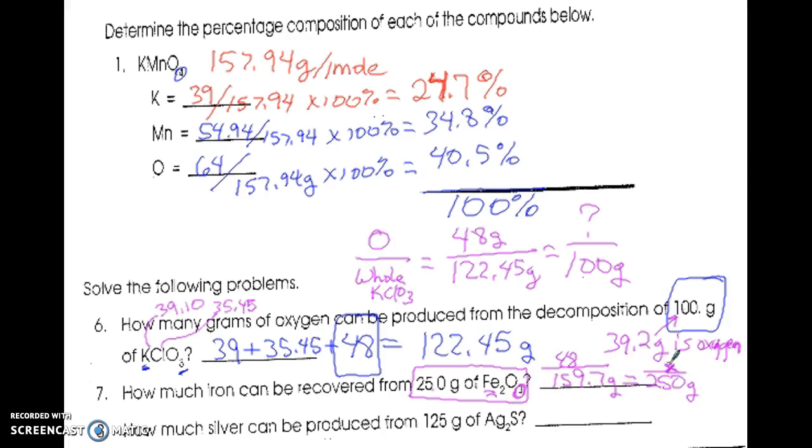We want to know how much oxygen would be in 250. Well, if there's 48 in 159.7, it makes sense that there would be more than 48 in 250. So just multiply 48 by 250, cross multiply, divide by 159.7, and go ahead and write down your answer.